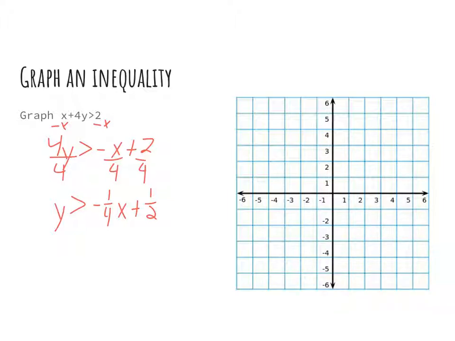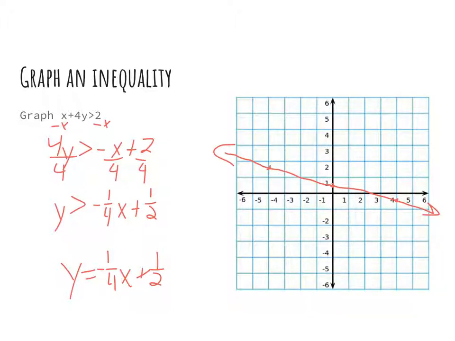So what I do to graph the boundary line is I change it to an equation. So I just graph y is equal to negative 1/4 x plus a half. So I start at a half for my y-intercept, negative 1/4, so down 1, right 4. Or I could go up 1, left 4. Okay. Now, when I connect these here, it should look something like this.